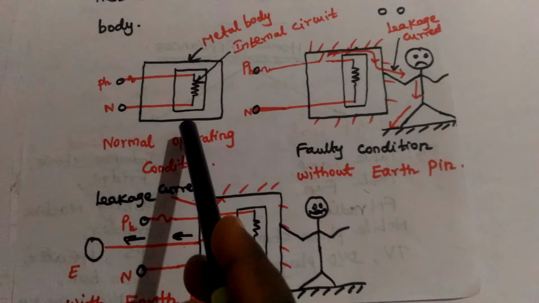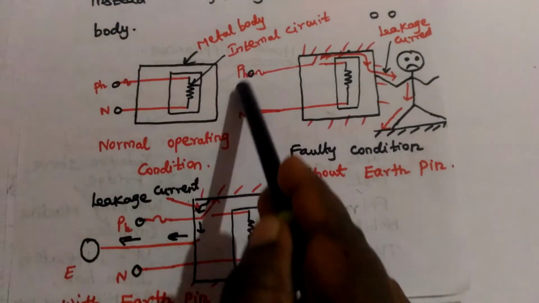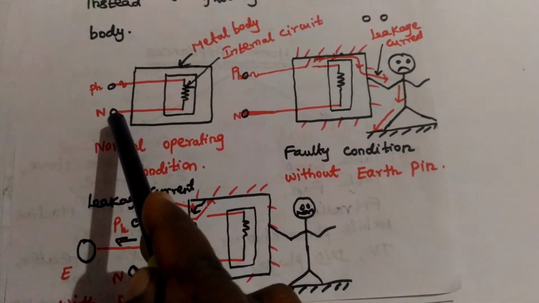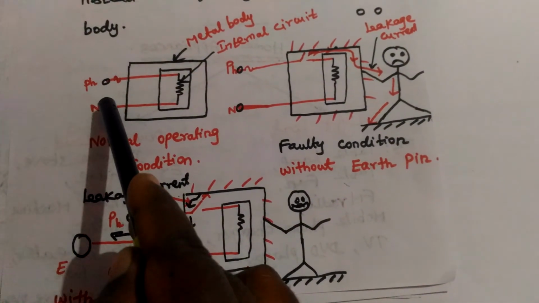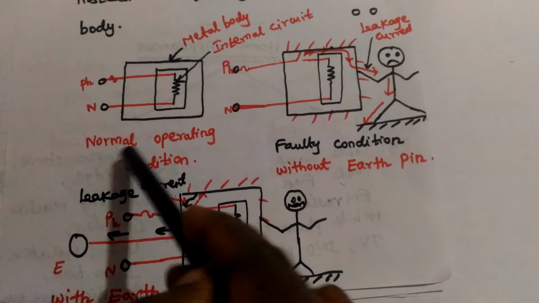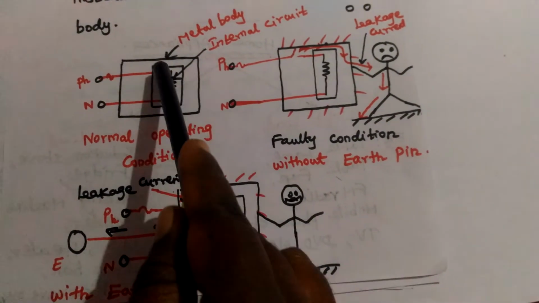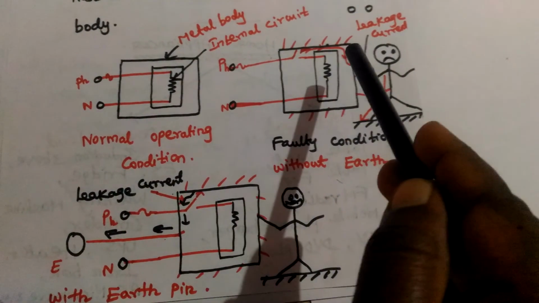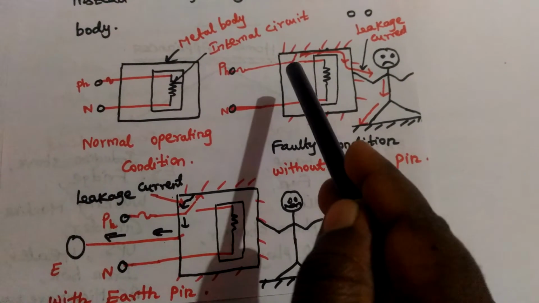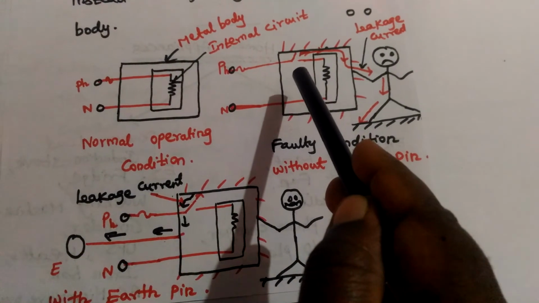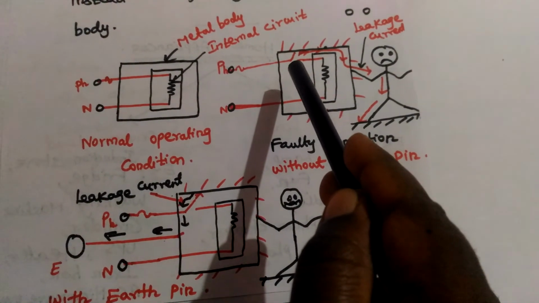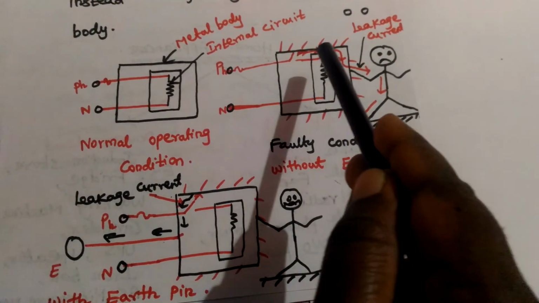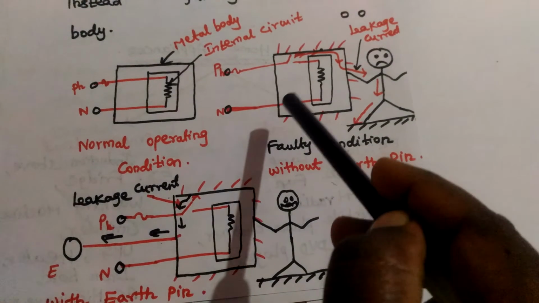Consider this diagram. This is a metal enclosure, and this is the internal circuit of the particular equipment. Here I am connecting the two points, phase and neutral. It is a 2-pin plug. Under normal operating conditions there is no problem, and there is no leakage current in the metal body. Here is another, same equipment, where the phase is opened due to some abnormal or faulty condition. The phase circuit is opened so that the current in the phase flows through the metal body.